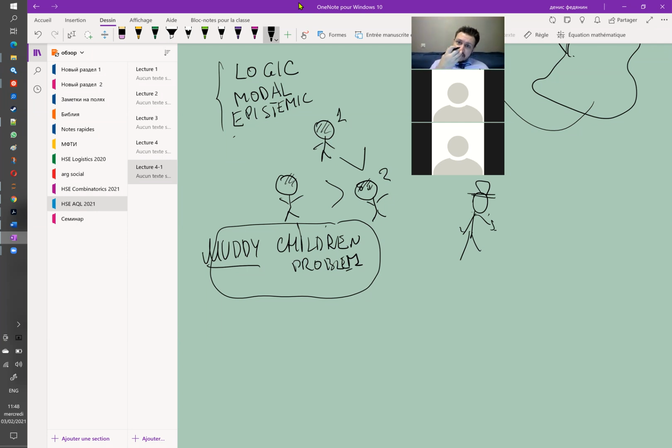He told these children that there is at least one muddy child. There is at least one child with a muddy face. It looks like there is no new information for any of them, because every kid can see two muddy faces. So when the father told that there is at least one, every child can say, okay, I can see two, so at least one, no problem, no new information for me.